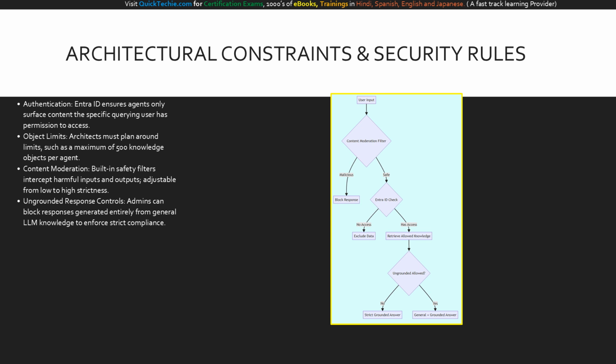This flowchart illustrates the robust security gauntlet. First, user input hits a content moderation filter. If malicious, it's blocked instantly. If safe, it hits the Entra ID check. The system excludes data the user cannot access and retrieves only allowed knowledge. Finally, based on your settings, the system checks if ungrounded responses are allowed, ensuring the final output is either strictly tied to your data or enhanced with general knowledge based on your compliance needs.